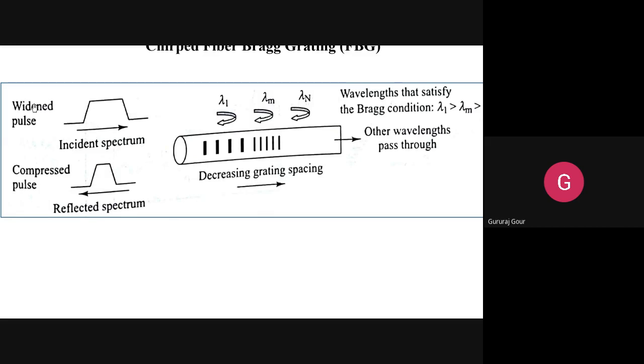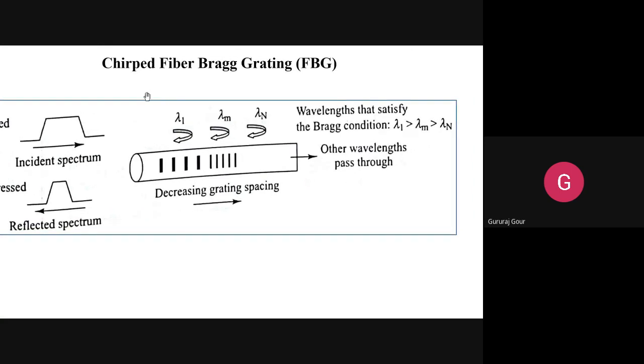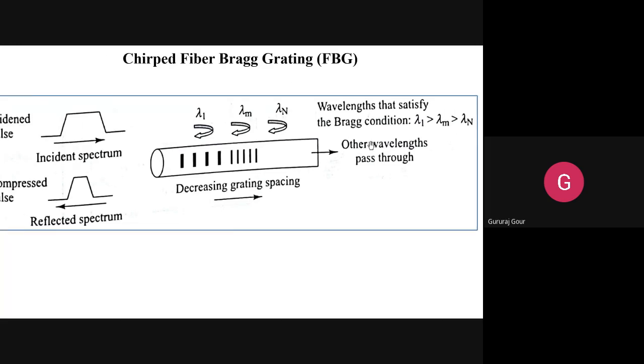Suppose you send a widened pulse. Then you can see the wavelength will be reduced when reflected back. A compressed pulse will be received back along with the reflection. That is known as chirped. Chirped means it will be compressed. Bragg is a person, the person who invented this one. So these wavelengths are known as Bragg wavelengths, which are decreasing in magnitude.